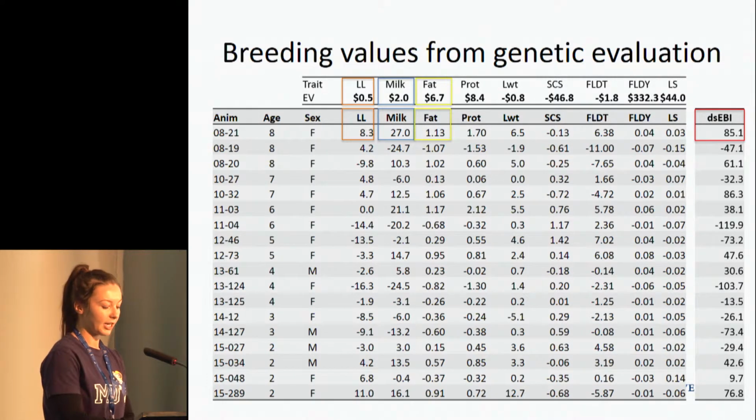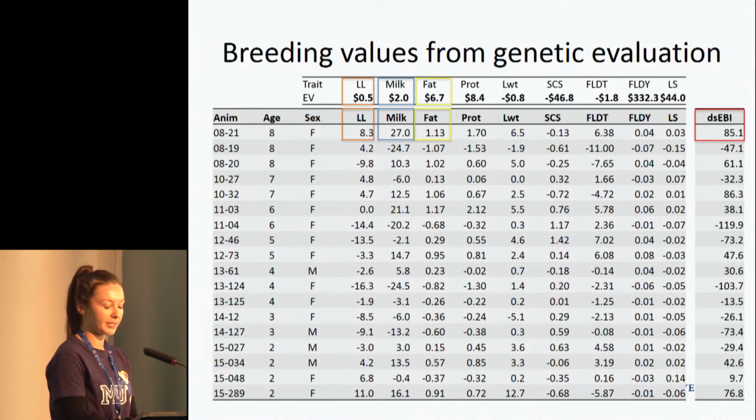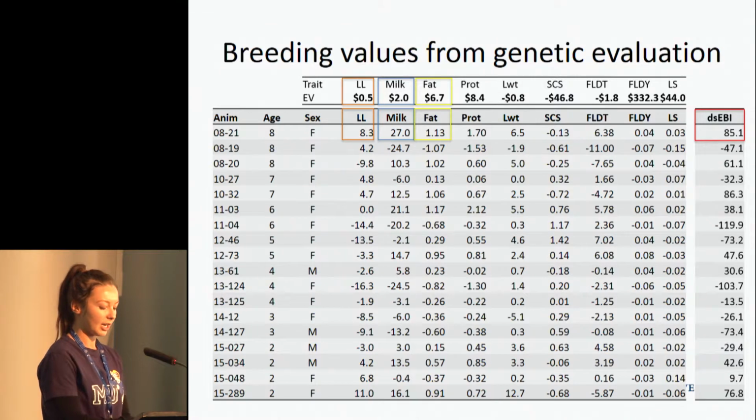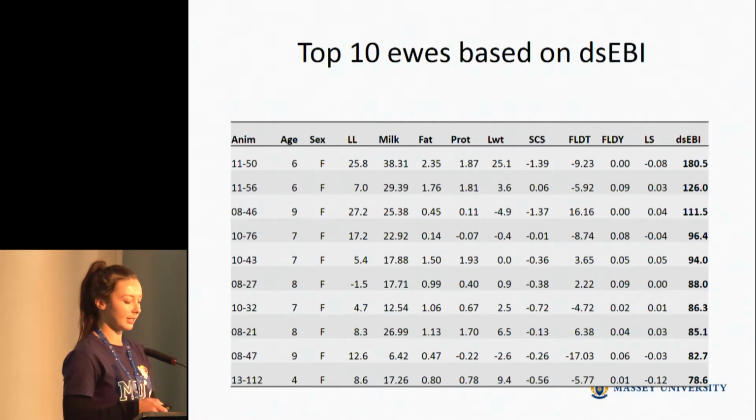So doing this for each animal will produce the dairy sheep economic breeding index, and now I'm in the position to select by sex and within age which animals will be the future rams and ewes of the flock. So this is an illustration of how to use the selection index.